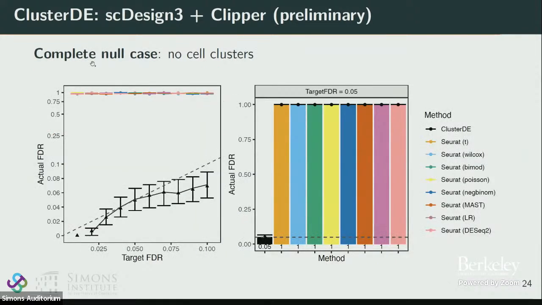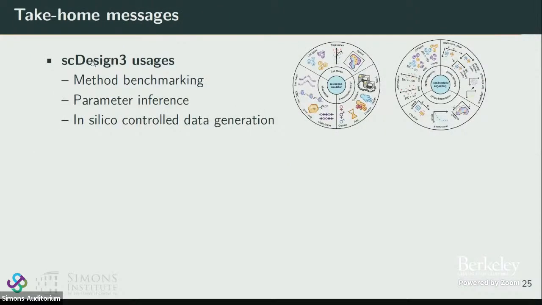So for this example, if we run the Seurat pipeline with its built-in statistical tests, many tests, they all have FDR equal to 1 because they will always find differentially expressed genes between the 2 clusters. But using our approach, scDesign3 plus Clipper, we can control the FDR very well. So the take-home messages include that we propose a simulator scDesign3 for method benchmarking, parameter inference, which I didn't talk about, and also in silico control data generation.